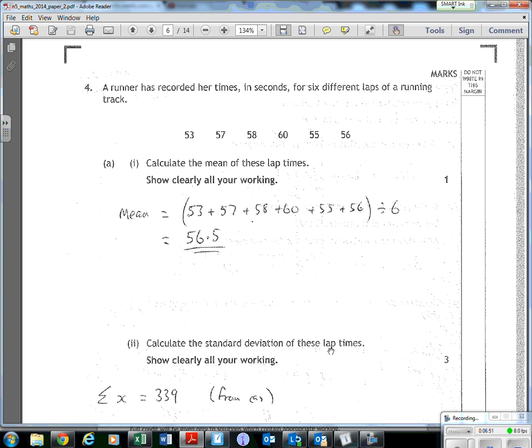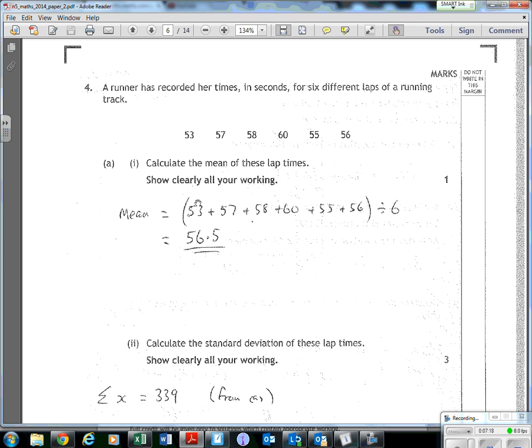Question number 4. A runner has recorded her times in seconds for 6 different laps of a running track. Calculate the mean of these lap times. Now to find the mean, we add up all the values and divide by how many values we have. So get the calculator out. Remember to put a bracket around this, or to use your fraction button if you have a Casio calculator. Add them up, divide by 6, we get 56.5.